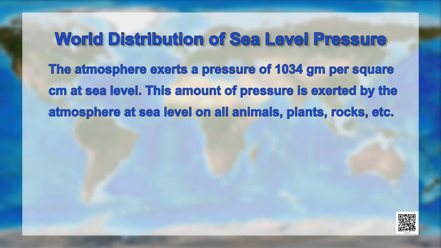The atmosphere exerts a pressure of 1034 gram per square centimeter at sea level. This amount of pressure is exerted by the atmosphere at sea level on all animals, plants, rocks, etc.